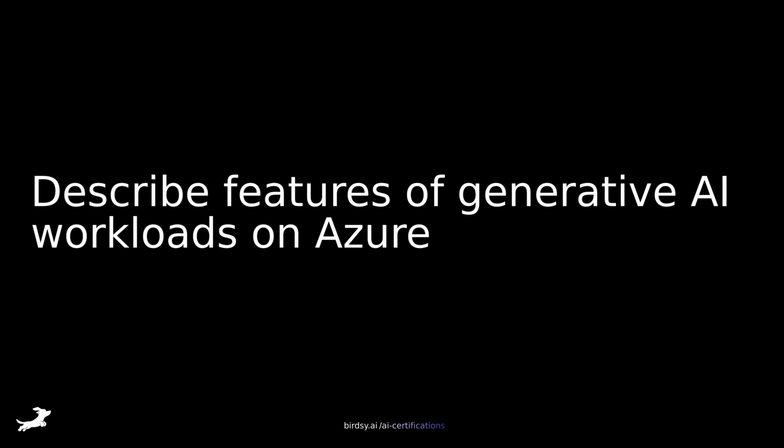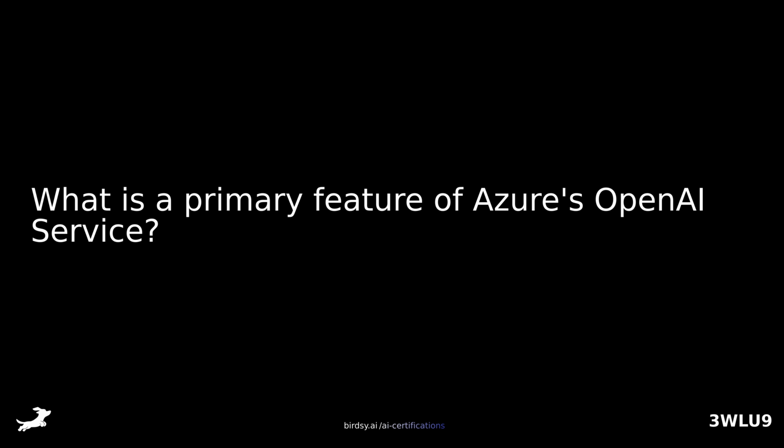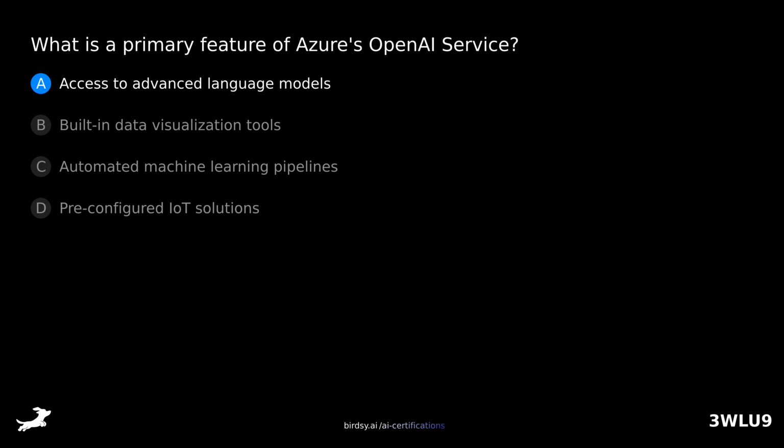Describe features of generative AI workloads on Azure. Azure Generative AI services, e.g. OpenAI, workloads, and ethical considerations. What is a primary feature of Azure's OpenAI service? Is it A, access to advanced language models, B, built-in data visualization tools, C, automated machine learning pipelines, or D, pre-configured IoT solutions? The answer is A, access to advanced language models.